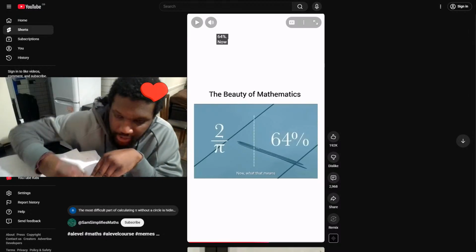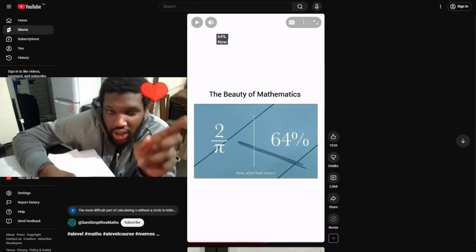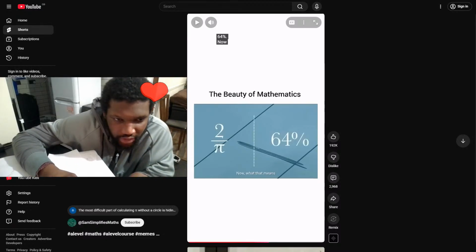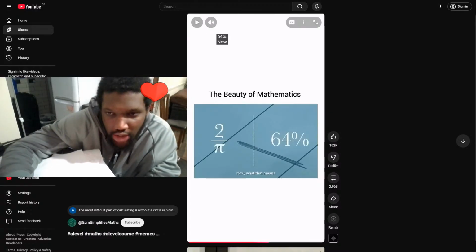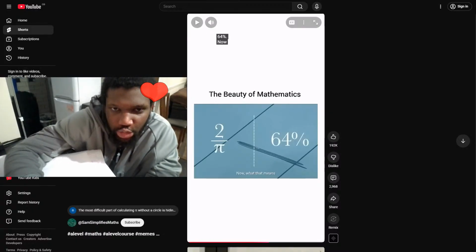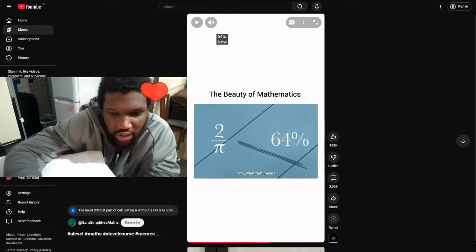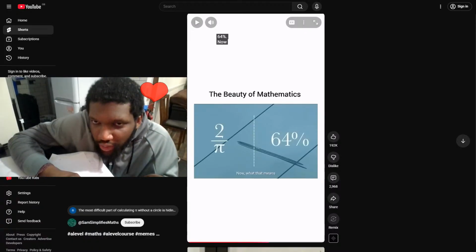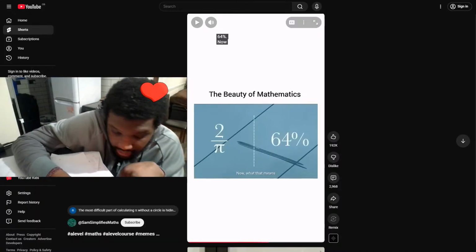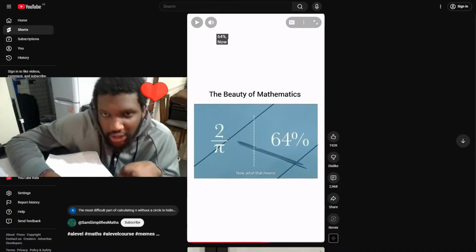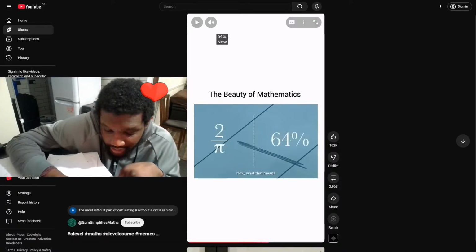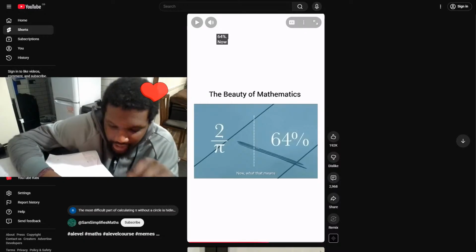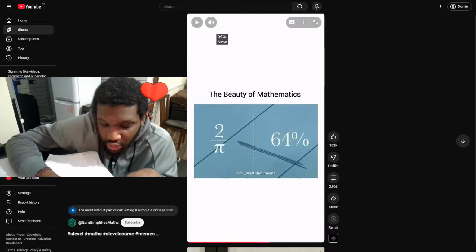Okay, 2 over pi is what, 64%. Let me try to compute it now. So my constant is 2 over pi. 2 over pi is what? Let's call it half pi, because it's half of pi. So not 2 over pi, half pi.